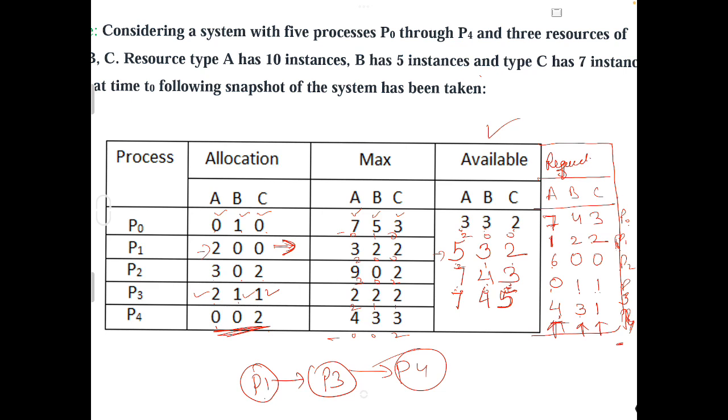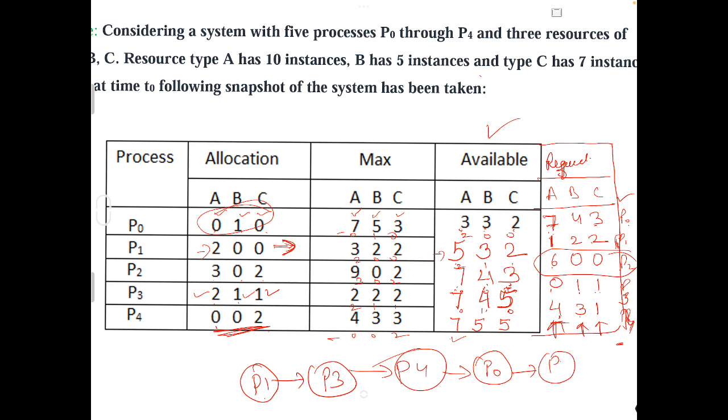Again we will check whether P0 will execute or not. P0 requires 7, we have 7. It requires 4, we have 4. It requires 3, we have 5. So P0 will execute now. When P0 executes, whatever resources it was holding, it will release, 0, 1, 0, so available will be 7, 5 and 5. Now which one is remaining? P2 was not executed. We will see whether P2 can execute now. Yes, because we have available resources now.